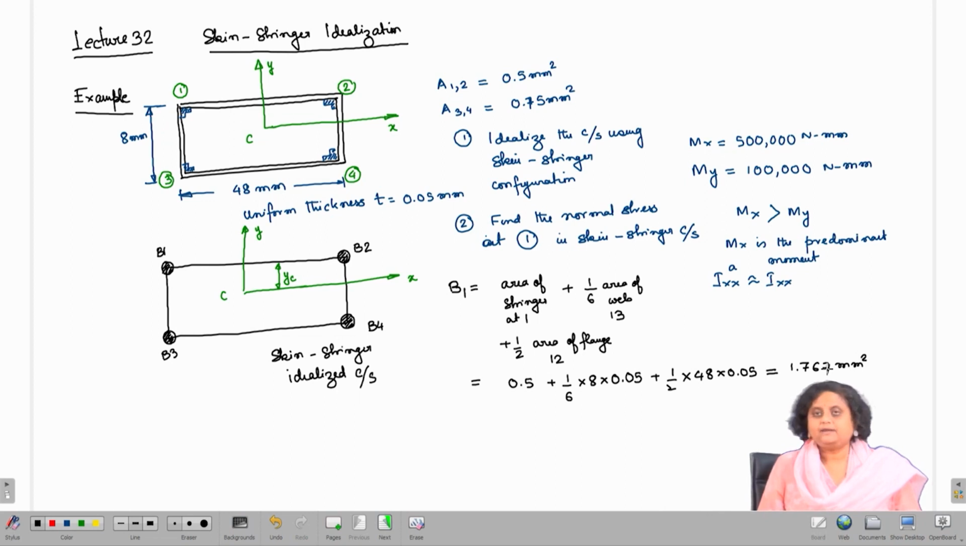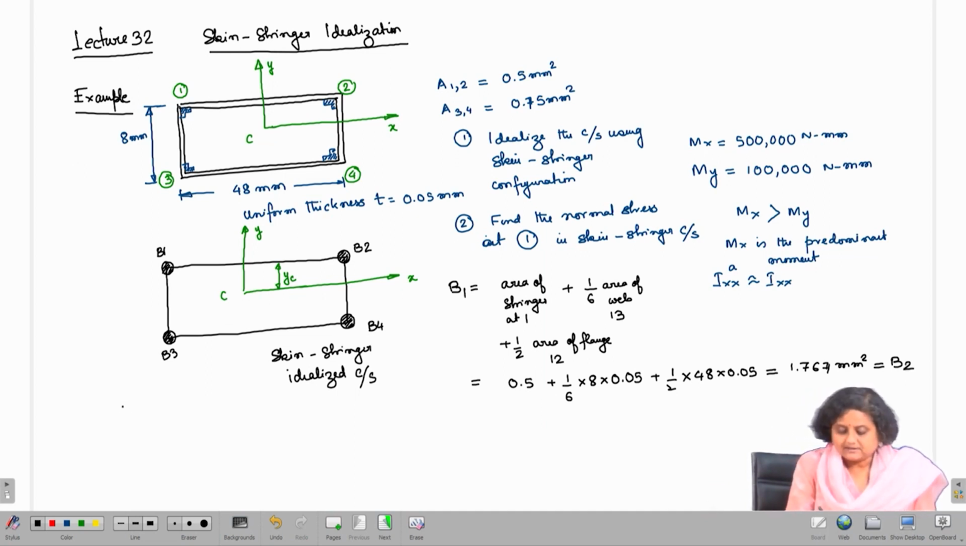Now, B1 is again equal to B2 because B1 and B2 are symmetric. So, I don't need to find out B2 separately. B2 is going to be also 1.767 millimeter square. Now, let us find out what is B3.